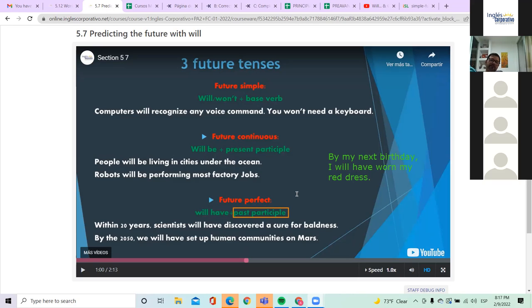Yes. Ok. O podemos decir, o podemos pensar simplemente, tendremos comunidades de humanos en Marte. Yeah, that's right. O sea, recordemos que no es una traducción literal, right? Porque si decimos establecidos, established. However, sí significa todo lo que ustedes acaban de mencionar, que van a haber establecido, que existirán, que estarán.